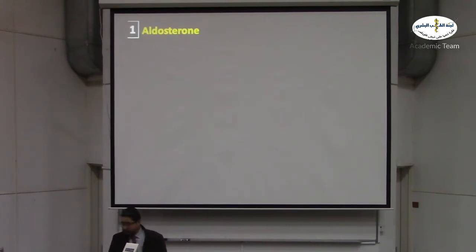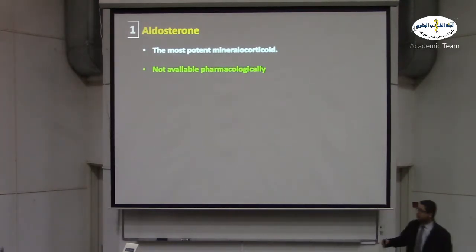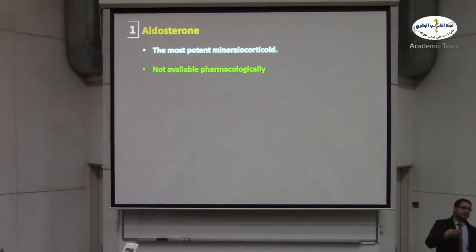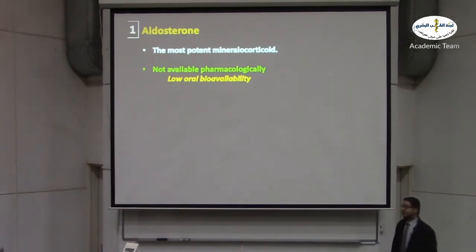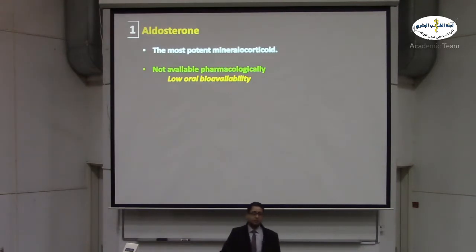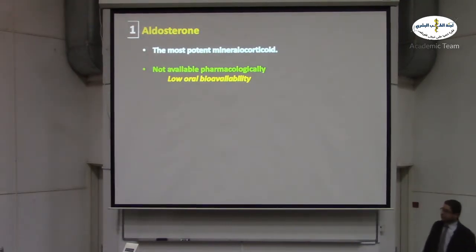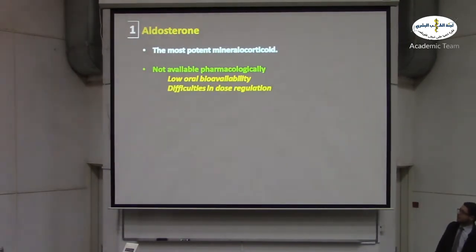الآن aldosterone in pharmacology is not used actually. سبب بذلك بأنه we were unable to have any kind of predictable pharmacological properties. لأنه it has a very low oral bioavailability. يعني أنت بتعطي الدواء ممكن اليوم يصير فيه absorption 100%, ممكن بكرة يصير فيه absorption 50% and so on. So this is totally unpredictable. You cannot control for the dose you give for the patient.